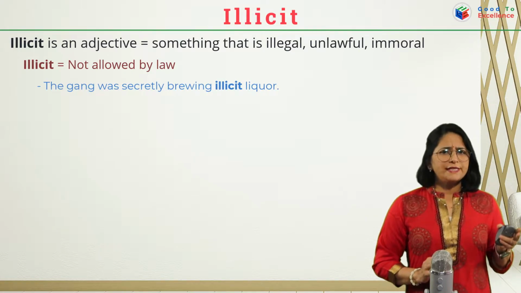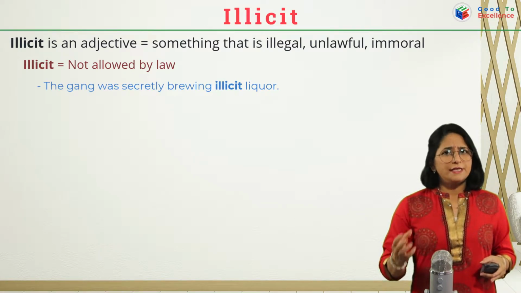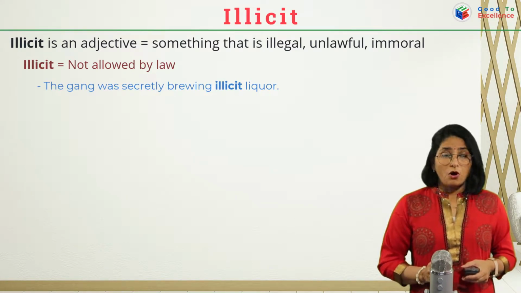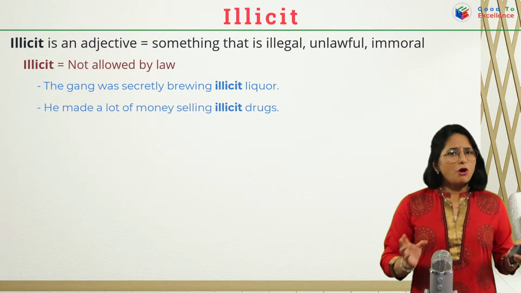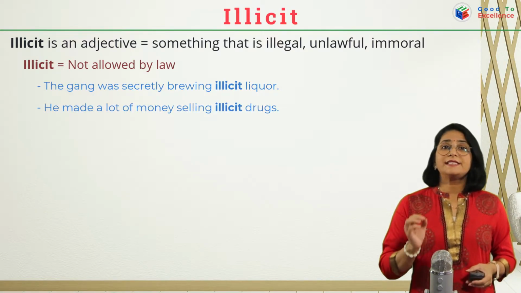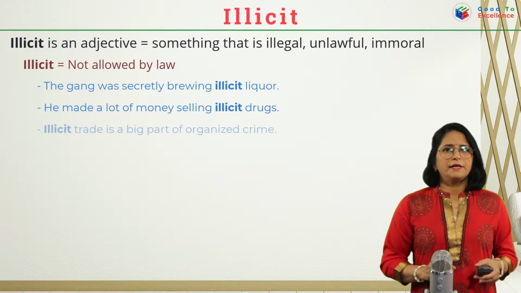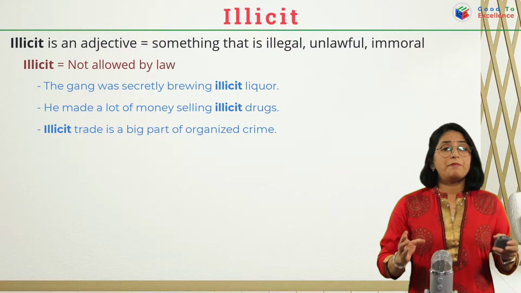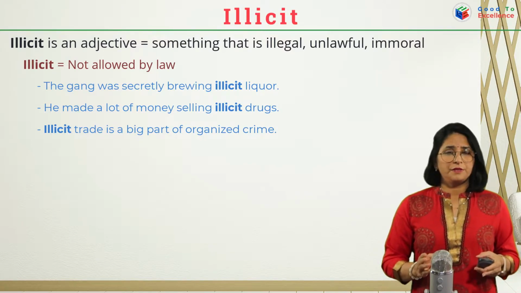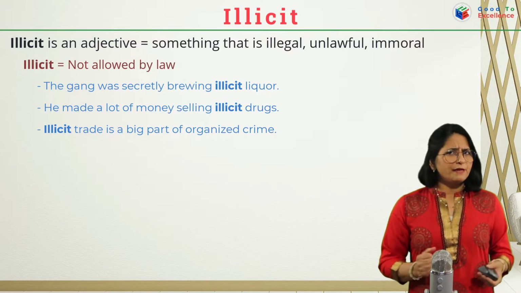The gang was secretly brewing illicit liquor. Or he made a lot of money selling illicit drugs, illegal drugs. Illicit trade is a big part of organized crime. Smuggling can be the example.